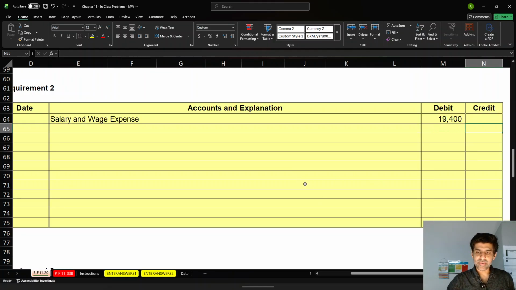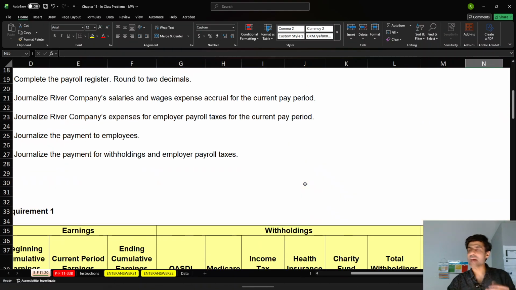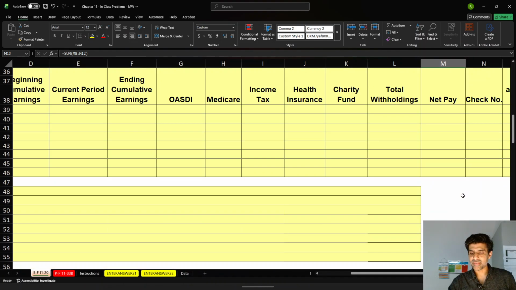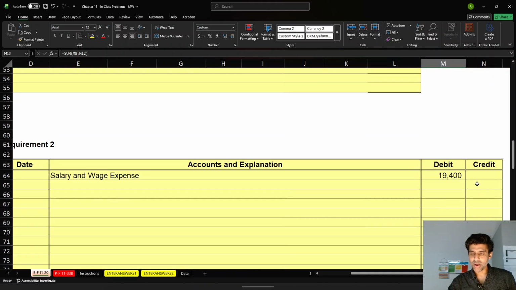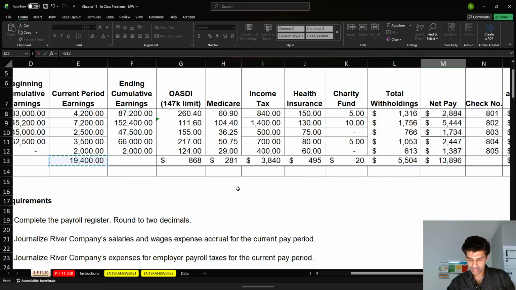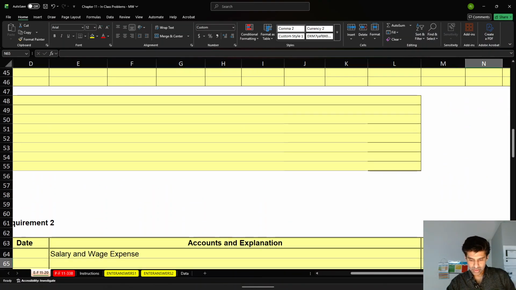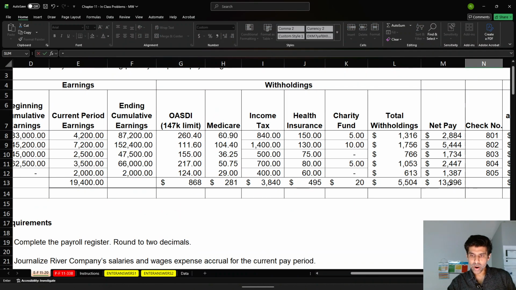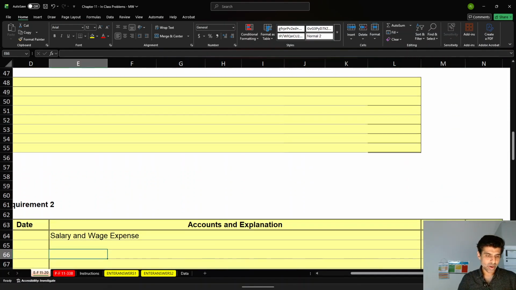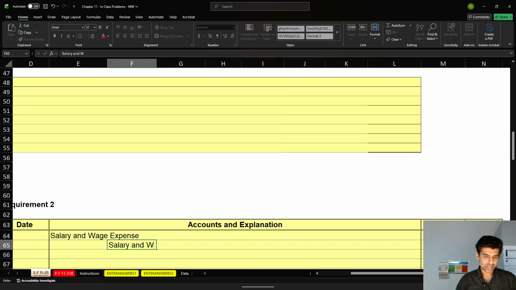And the easy first thing to consider is how much am I actually going to pay my workers? They're actually going to get in their pockets this net pay, 13,896. So let's just do this with cell references. I know in their pockets they're going to have that much, and I'm going to call this salaries payable. Salary and wage payable.